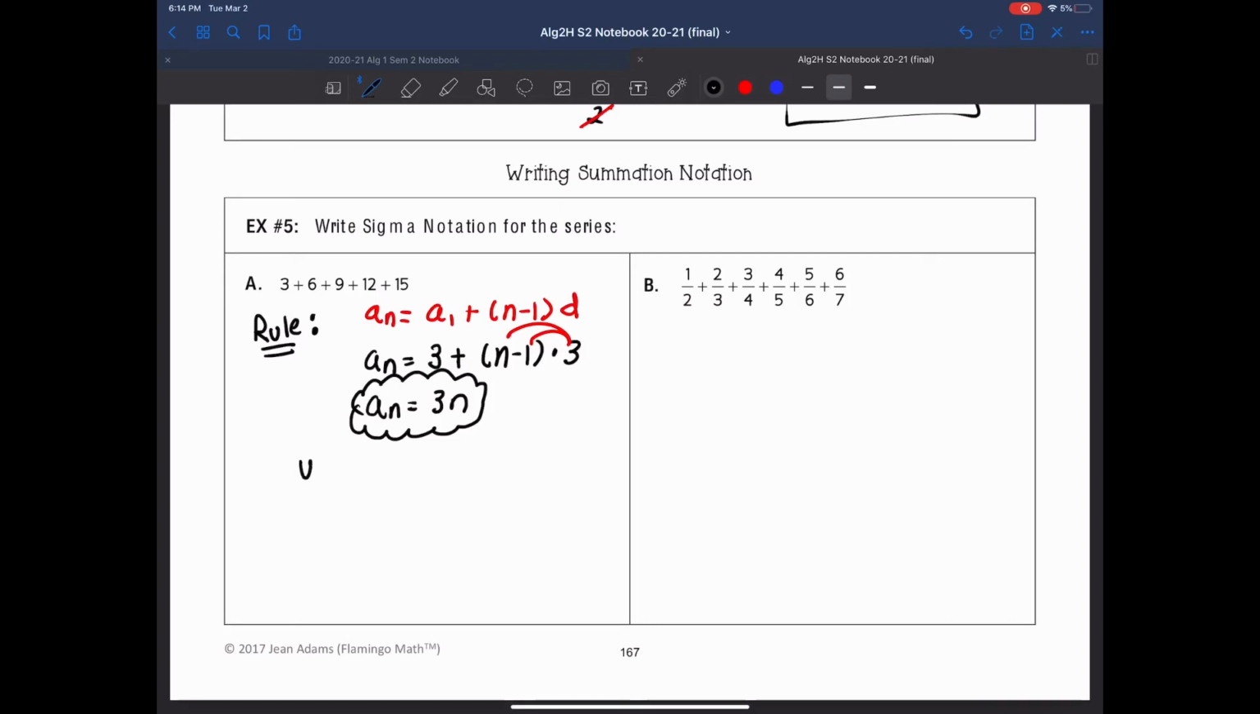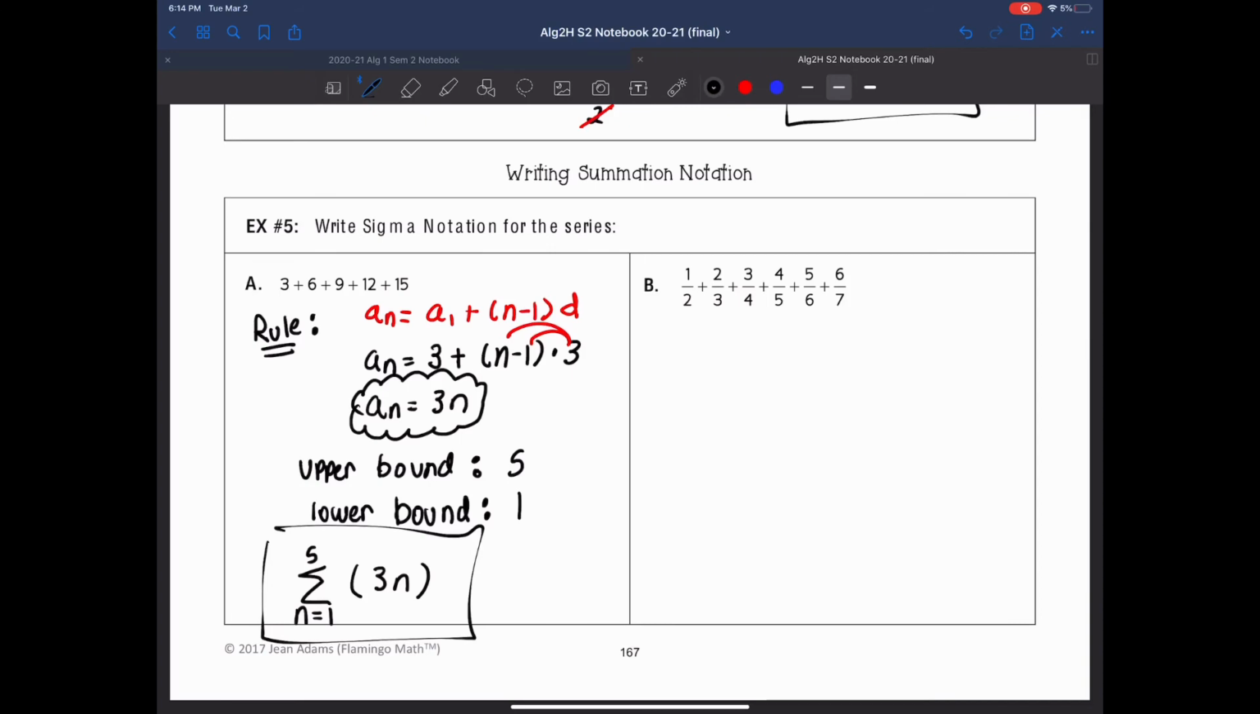Like I said before, I know that my upper bound is going to be equal to 5 because I have 5 terms in my sequence. And my lower bound is the term that I'm starting with. My lower bound is 1. So if I'm going to plug this into summation notation, I have the sigma symbol. The top of the symbol is going to be 5, the upper bound. In the lower part, we have to include our variable. Since we're talking about n's here, I'm going to say n equals 1. And the formula I'm using, or the arithmetic rule, is 3n. And this is my answer.